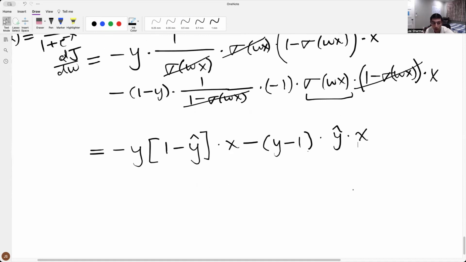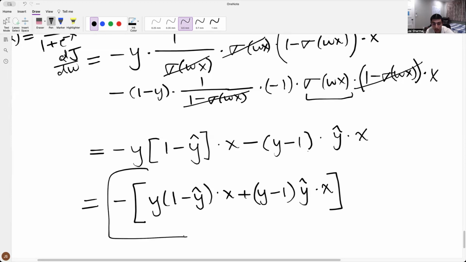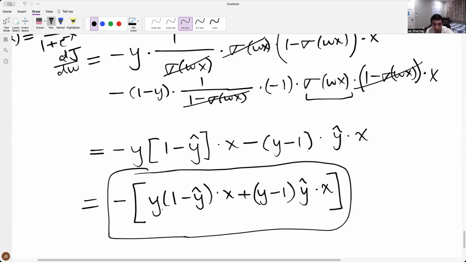Okay, so I'm going to remove the negative. So we have y times 1 minus y hat, and then times x, plus y minus 1 times y hat times x. You can appreciate some of the symmetry going on here. There is y here and 1 minus y hat, and then there's y minus 1 and y hat over here. So it's almost like the reverse.